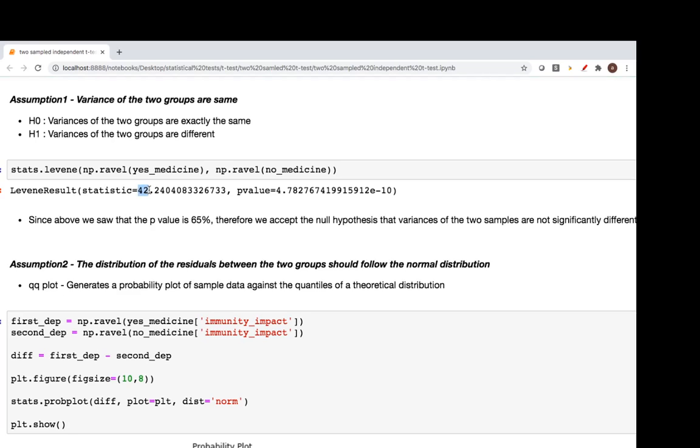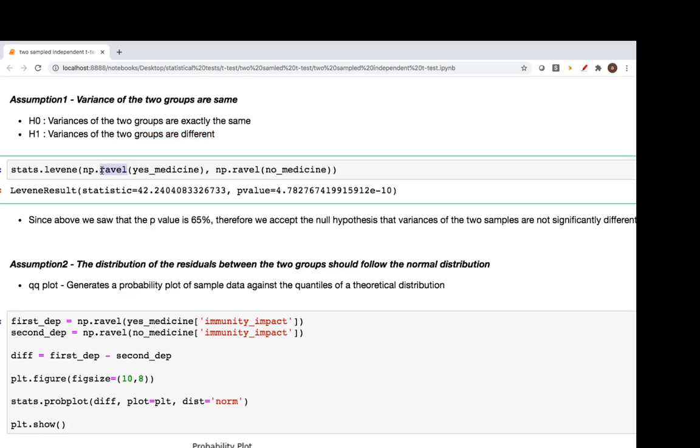Ultimately we are getting the statistic over here, and the p-value is 4.78. Just because the p-value is greater than 0.05, we cannot reject the null hypothesis, that is, we can say that the variances of the two groups are the same. This ravel over here is coming from NumPy, and basically we are just converting our dataset to one-dimensional data. That is what exactly is happening here. So as of now, what we have learned is why to use the two sample t-test, what the assumptions of the two sample t-test are, and we have just seen the first assumption, that the variance of the two groups should be the same.